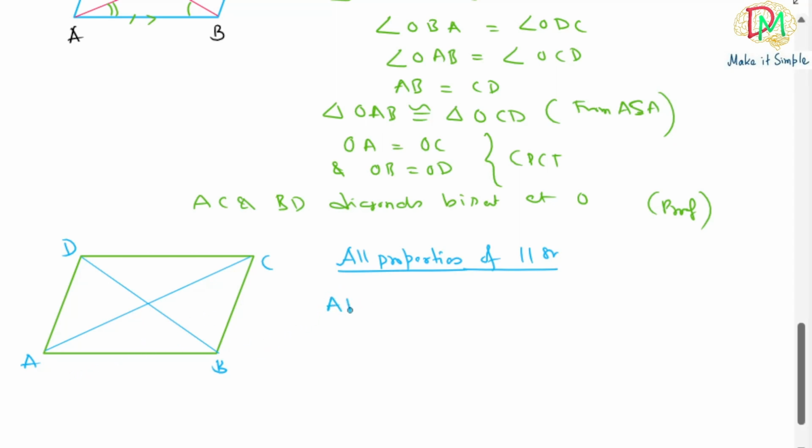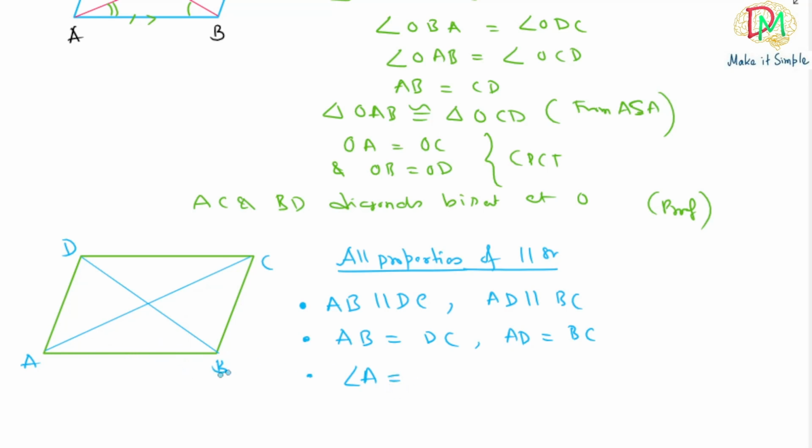AB parallel to DC. Opposite sides are parallel to each other, or you can say AD also parallel to BC. Next is opposite sides are equal. We can say AB is equal to DC or AD is equal to BC, also equal. So this is the interior angle. Opposite angles are also equal.